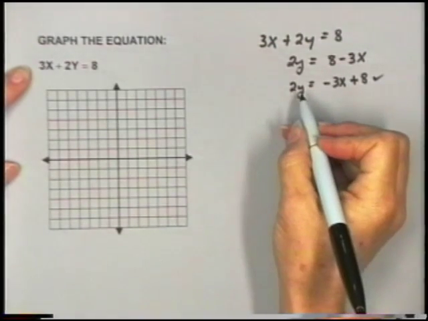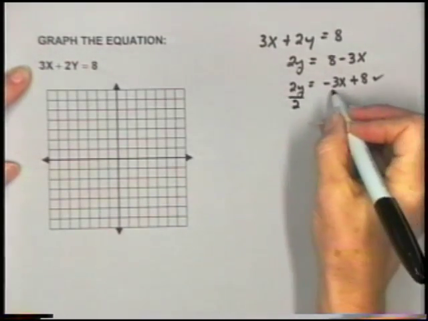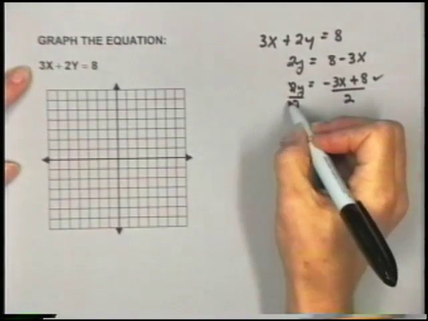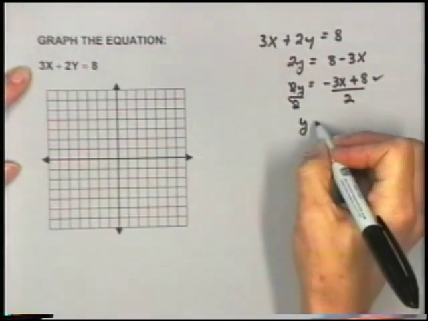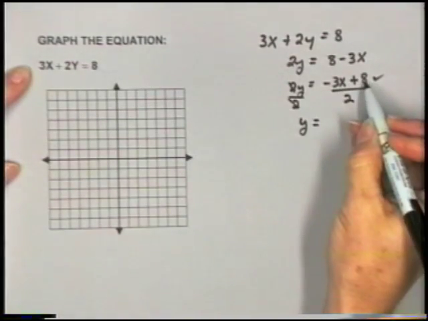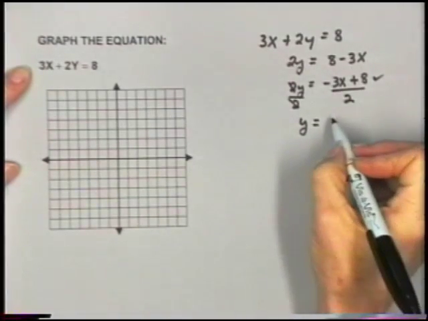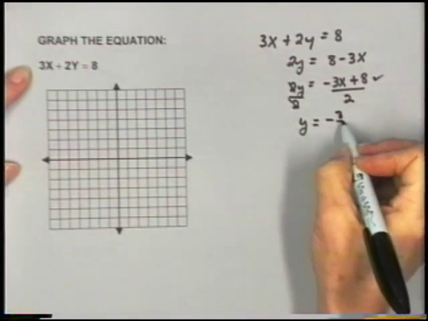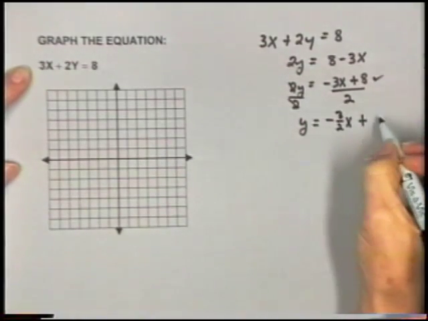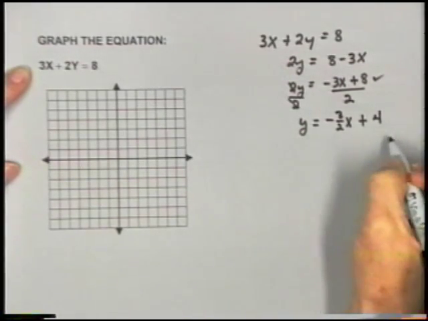Once we have done this, to solve for y, we now need to divide by 2. So we're going to divide both sides of this equation by 2. Dividing 2y by 2, our 2's of course cancel out and leave us y. This 2, recall, needs to divide into both of these terms up here. Since 2 does not divide evenly into 3, we're simply going to write the fraction negative 3 halves x, and then plus 8 divided by 2 gives me a 4.